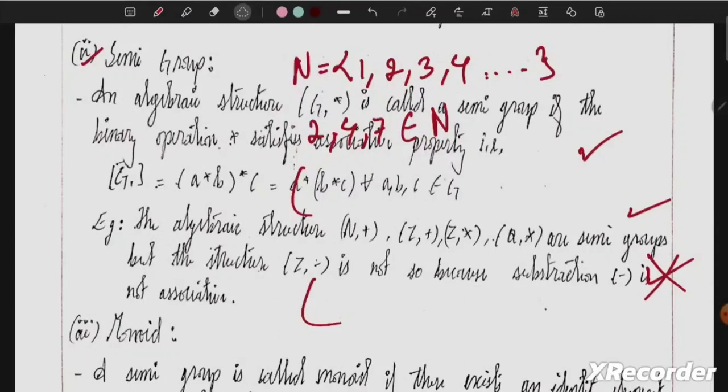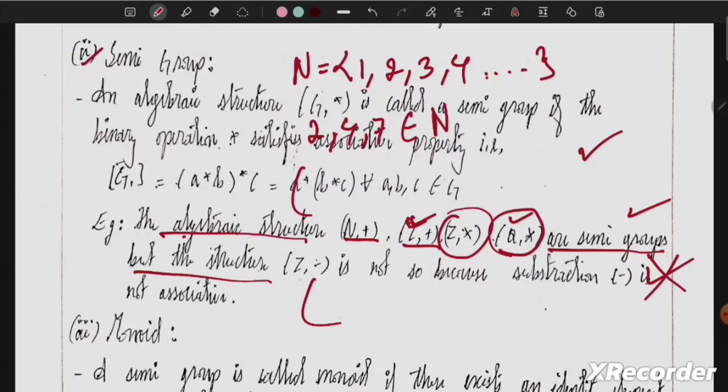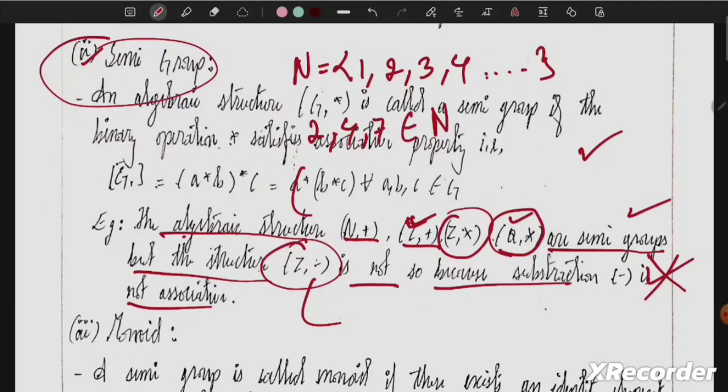The algebraic structures (N, plus), (Z, plus), and (Z, into), where Z is the set of integers and Q is the set of rational numbers, are semigroups, but the structure (Z, minus) is not so because subtraction minus is not associative. If a set is closed and also satisfies the associative property, then it is called a semigroup. I hope that is clear.